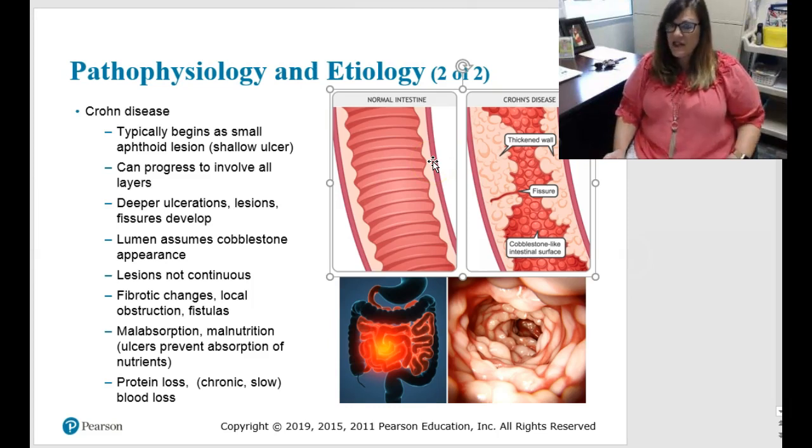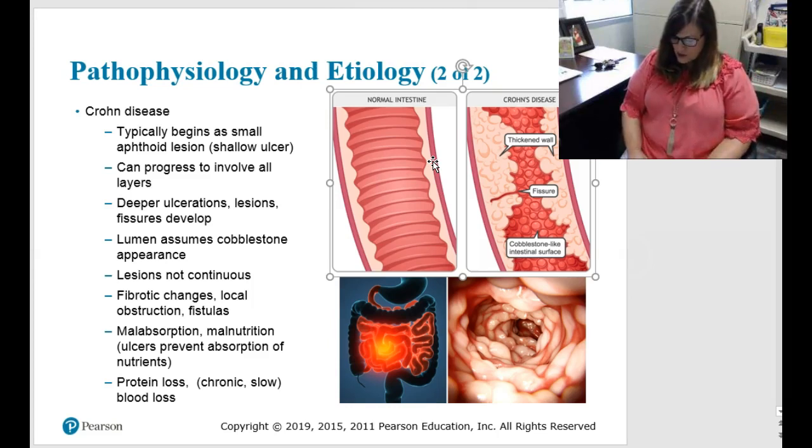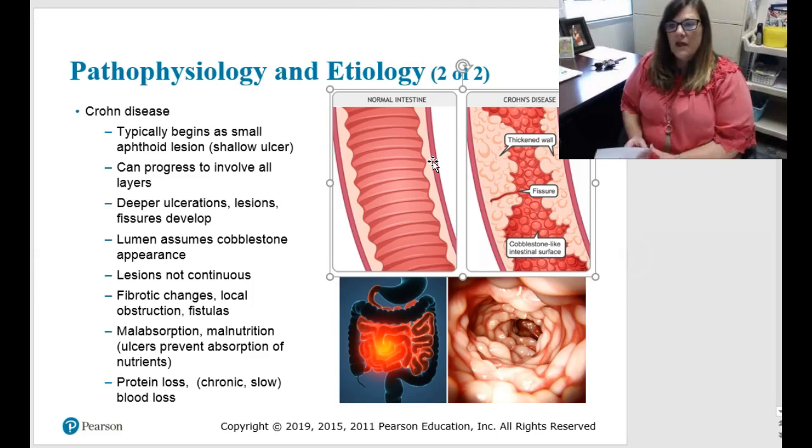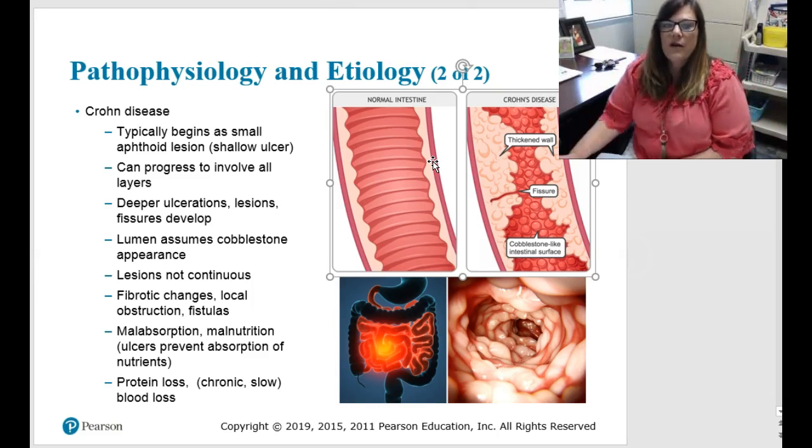So mild disease with Crohn's disease is fewer than 4 stools a day. Moderate disease would be 4 to 6 stools per day. And if you have more than 6 stools a day with ulcerative colitis, that is considered severe disease. I think that's probably all we need to know about that.